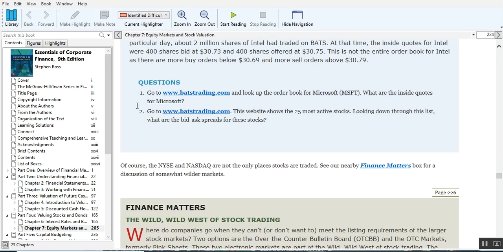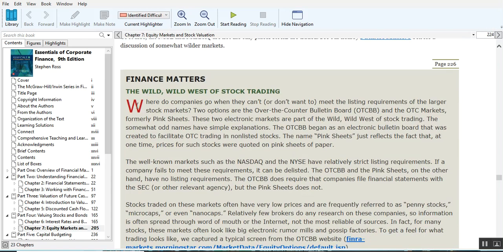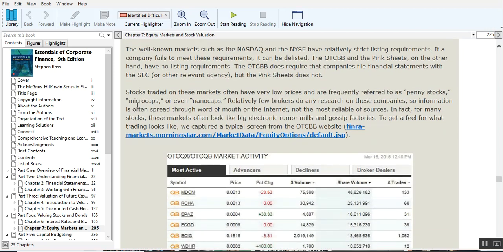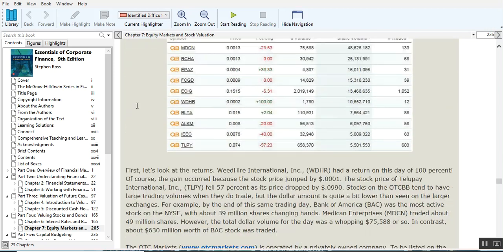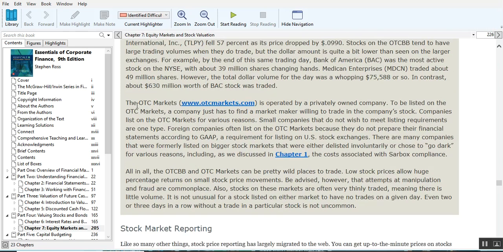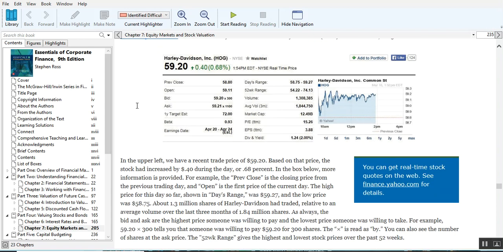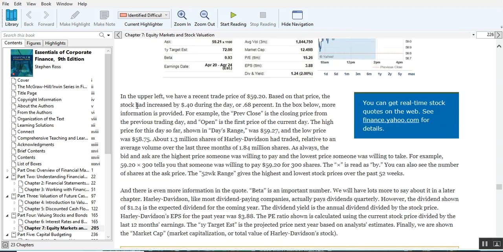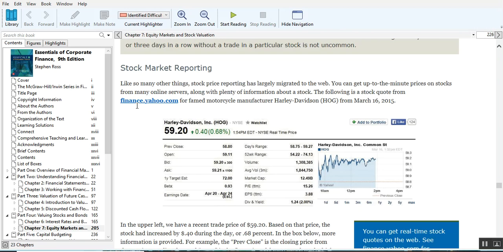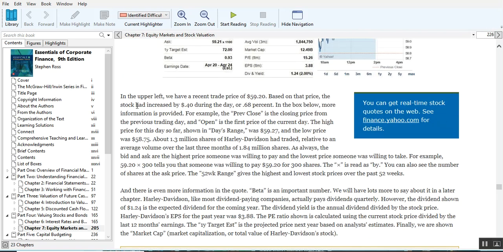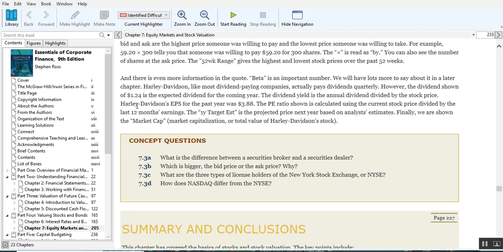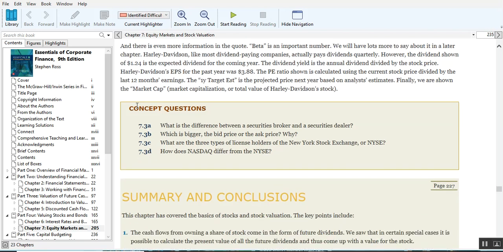By the way, in all these markets, they have computer monitoring to watch out for suspicious trading activity and to identify insider trading and so forth, if that is going on. You see a lot more information here. They give you about stock market reporting, pricing, how that appears. So that's really it for Chapter 7.